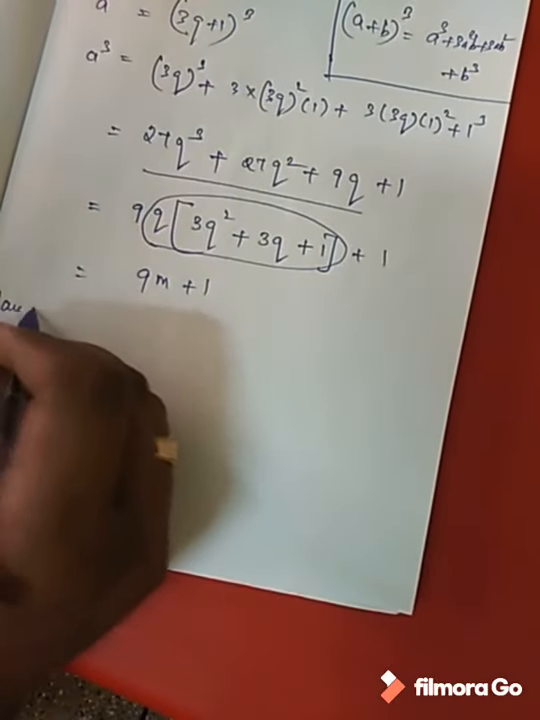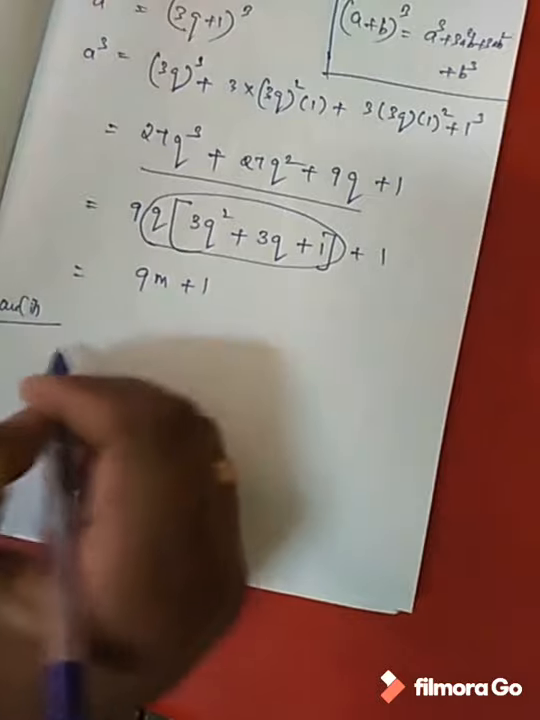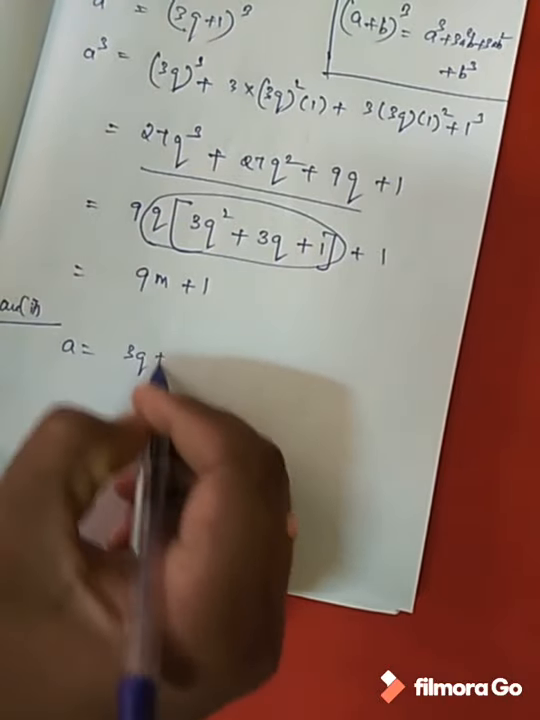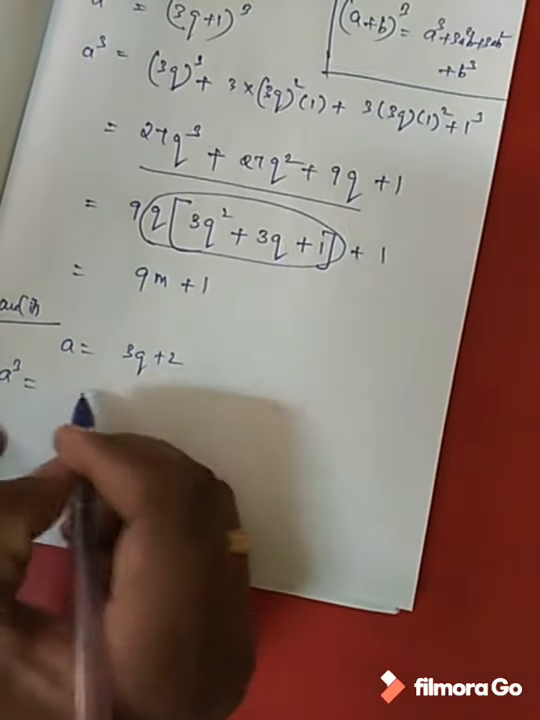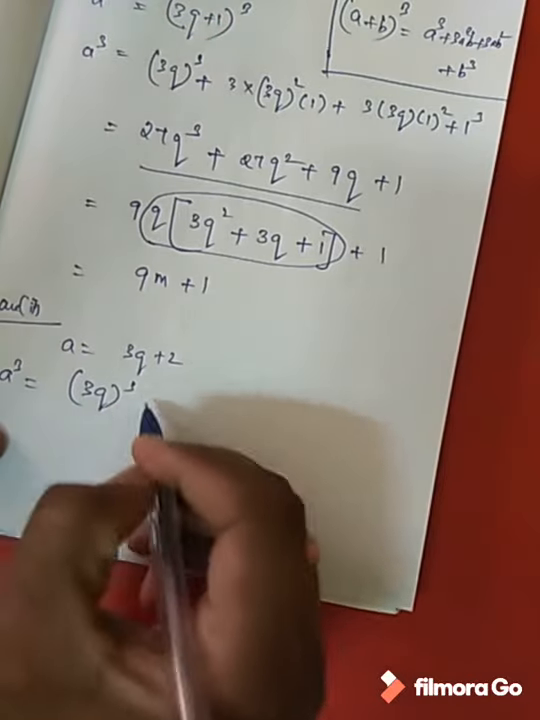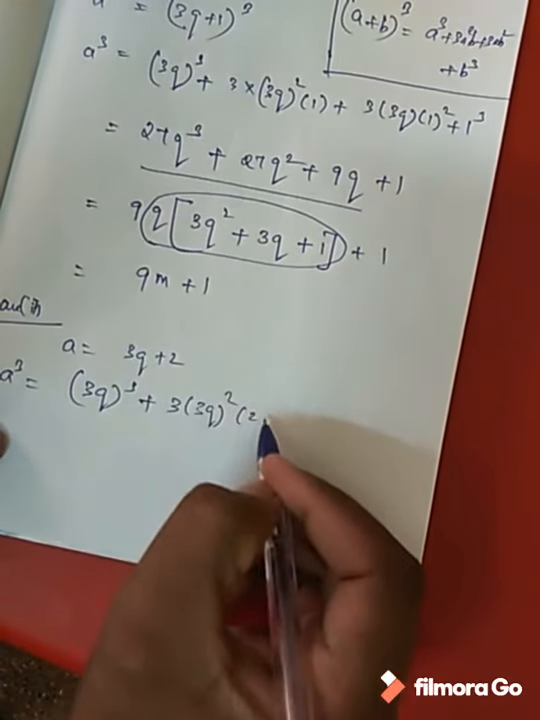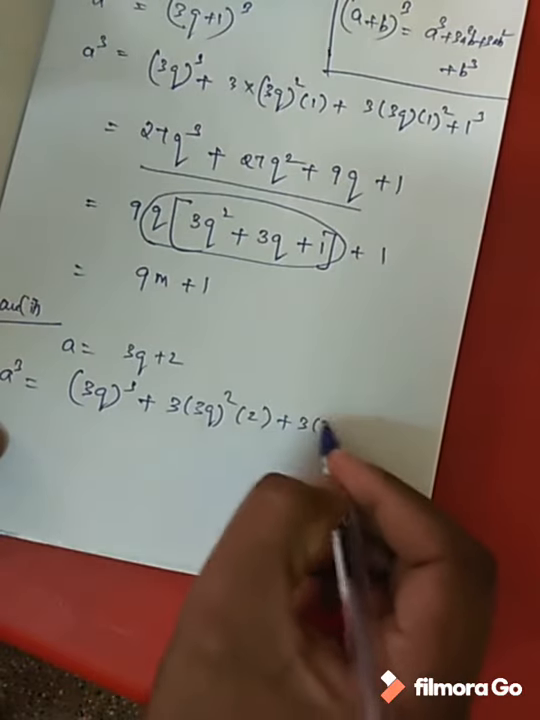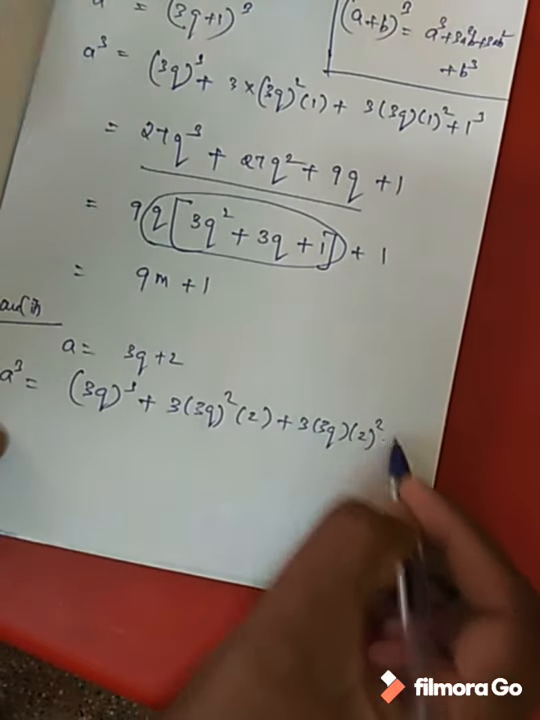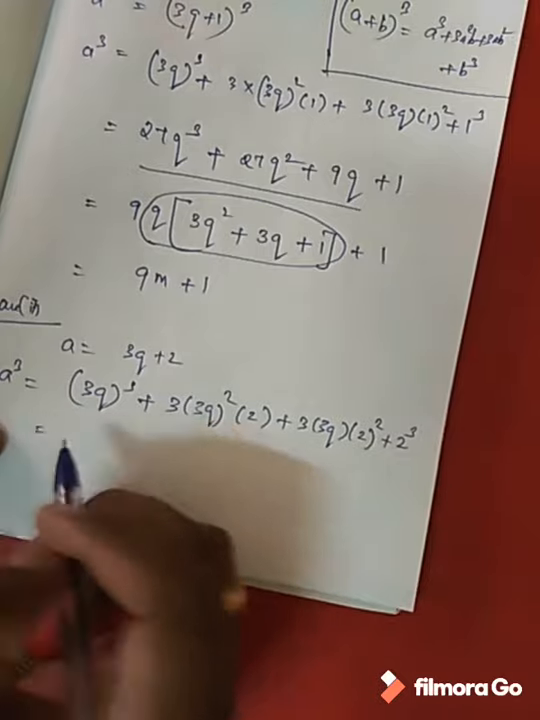Case 3, I can take a is equal to 3q plus 2. Again a cube is equal to 3q the whole cube plus 3 into 3q the whole square into 2 plus 3 into 3q into 2 square plus 2 cube.